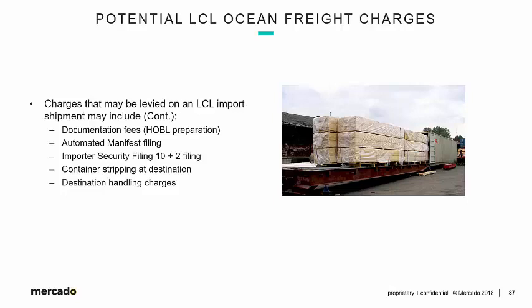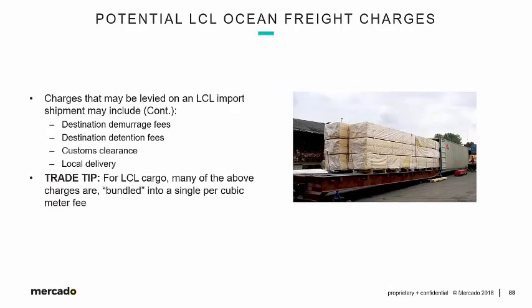Container stripping at destination. The destination CFS in Baltimore, in Jacksonville, in wherever, could very likely have some container stripping fees. And then a little bit of a nebulous charge here, oftentimes questioned, a destination handling charge. Not unusual to see that either. Some others. And we're getting down to the bottom of the list here.